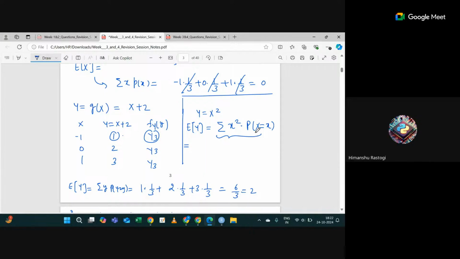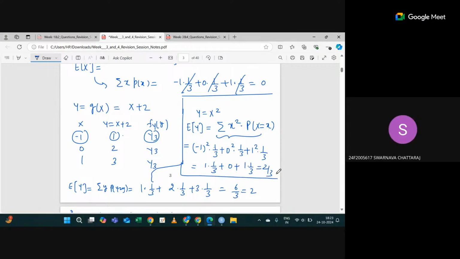All the values are already considered here. So how will you proceed? Basically, what you have to do is take x square. So this is minus 1 square into 1 by 3 plus 0 square into 1 by 3 plus 1 square into 1 by 3. That's all. So it will be 1 into 1 by 3 plus 0 plus 1 into 1 by 3, which is 2 by 3, the answer.